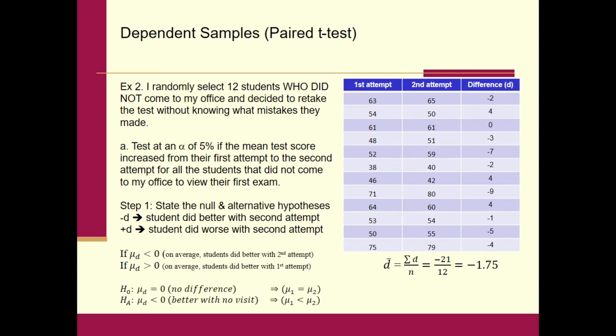So what are we going to state the null and the alternative hypotheses as? Well, we're going to state it as mu sub D is equal to 0 for the null. The alternative, mu sub D, be careful. Even though it says test at the 5% significance level, or an alpha of 5%, if the mean test score increased, everybody wants to go, oh, increased, put a greater than sign. No. It's a less than sign here, so you got to be careful.